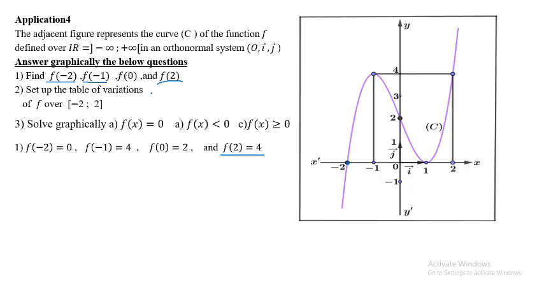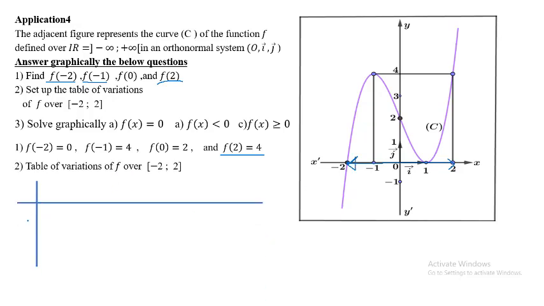Now, set up the table of variation over the interval [-2, 2]. As we said before, the table of variation is composed of two parts, one of them for x and the other for f of x. Look at the interval [-2, 2]. F of x changes its sense of variation twice, one at this point and the other at this point. So we put minus 1 and 1.